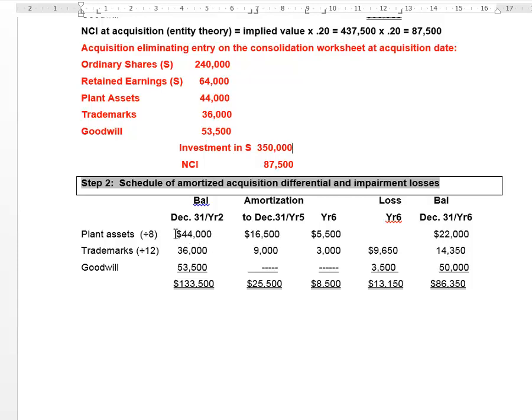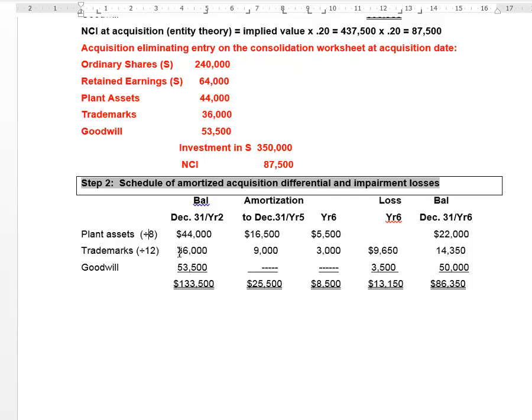So you'll notice here that in the question, they said that the plant assets, any increments, are going to be amortized over 8 years, which means on the consolidated books, we're going to record extra depreciation for the plant assets of $5,500 a year. That's $44,000 divided by 8.